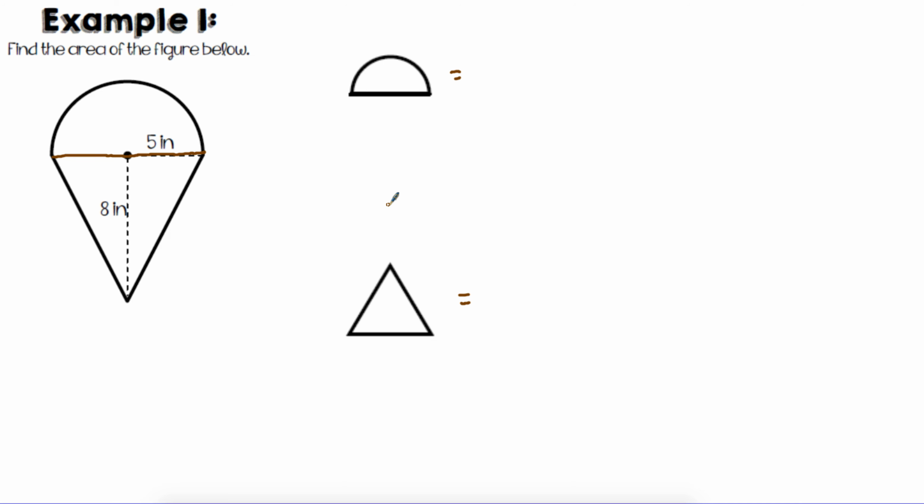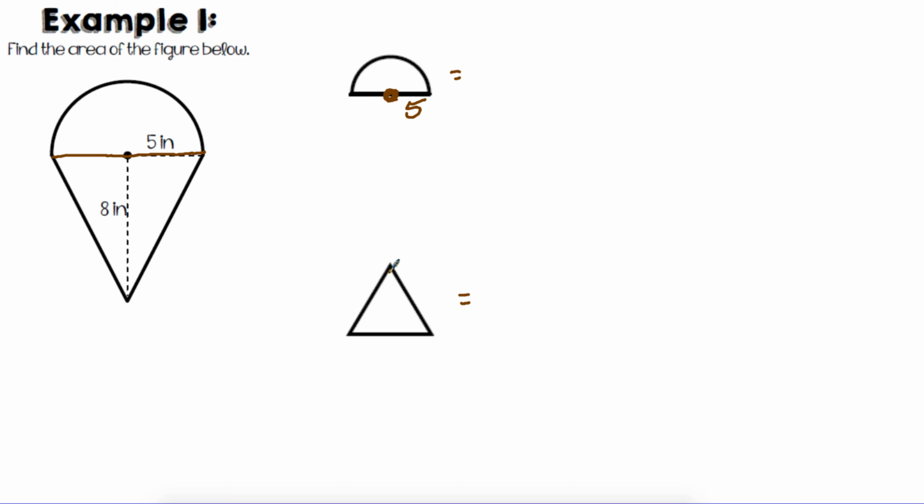One good practice with finding the area of composite figures is, once you figure out what shapes you're going to use, draw them off to the side like this. I know this half circle has a radius of 5. It's given to me here. So now I know exactly what I'm finding the area of in a simple shape.